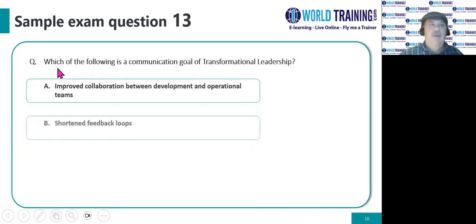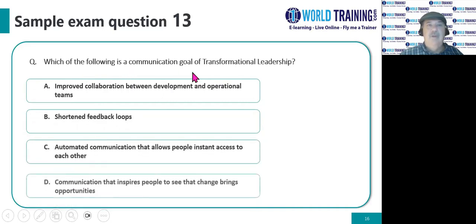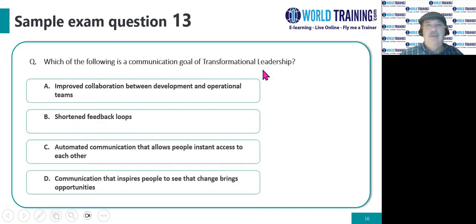Okay, which of the following is a communication goal of transformation leadership? Communication goal. So improve communication between dev and ops. Certainly that's an important goal. Shorter feedback loops, yes. Automated communication that allows people to have instant access to each other? Yes. Communication that inspires people to see that change brings opportunities.